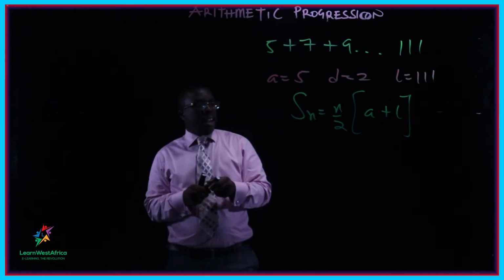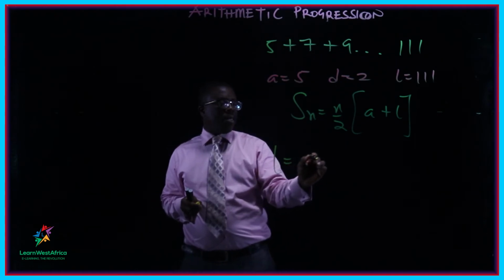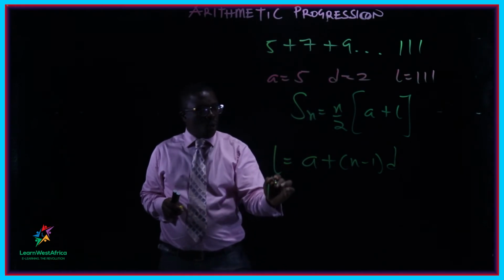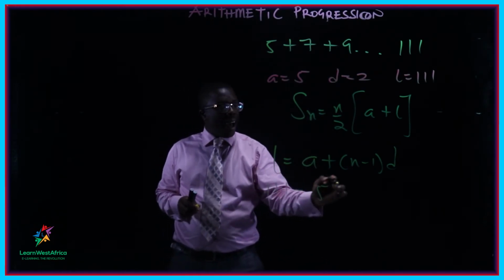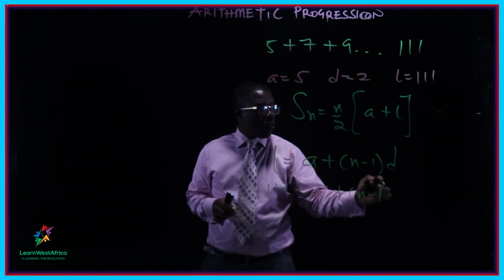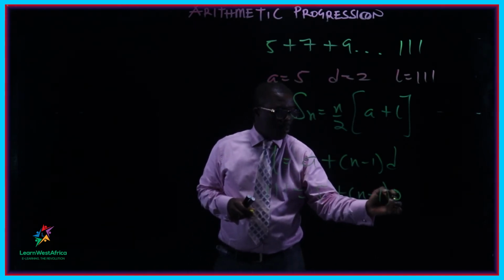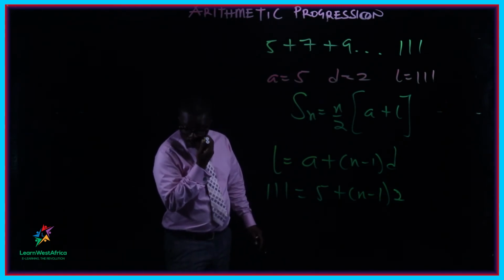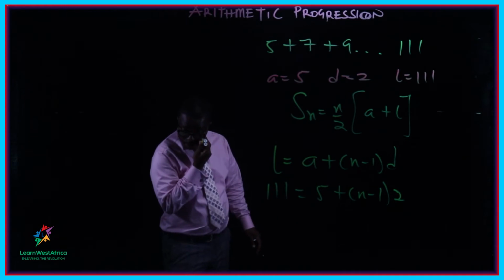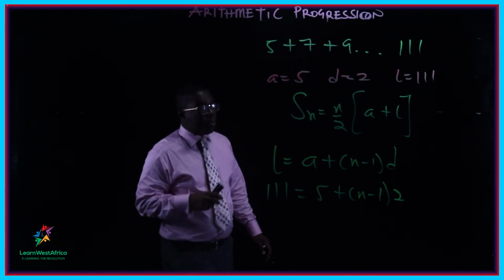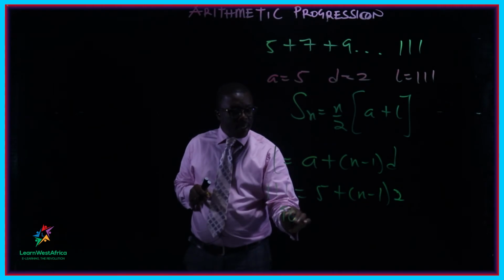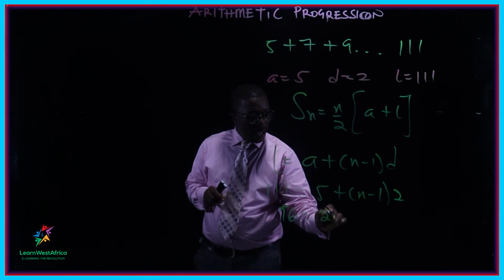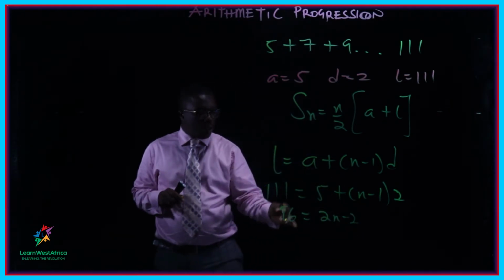The last term of an AP is a plus n minus 1 d. And here the last term is 111. The first term is 5, plus n minus 1, then our common difference is 2. Now, if we try to resolve this, what do we get? So we're going to have 106 is equal to 2n minus 2. That should be pretty easy for us to follow.